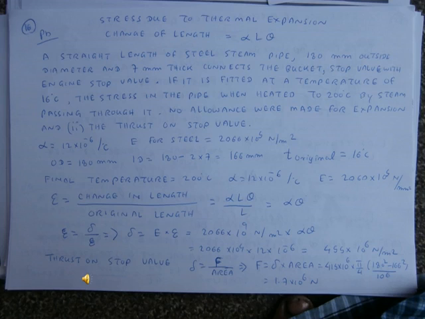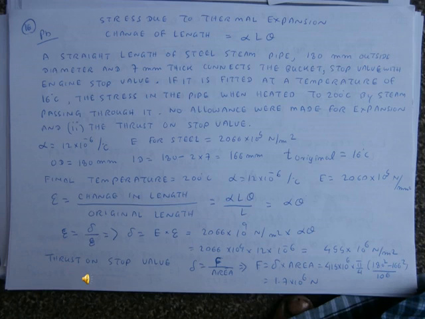So firstly we can calculate the longitudinal strain. Basically, longitudinal strain is equal to change in length divided by original length. So alpha multiplied by L multiplied by theta divided by L, so you get alpha theta. In this case E is equal to delta by e, so delta is equal to E multiplied by small e. So 2068 multiplied by 10 power 9 multiplied by 12 multiplied by 10 power minus 6, you get 455 multiplied by 10 power 6 Newton per millimeter square.